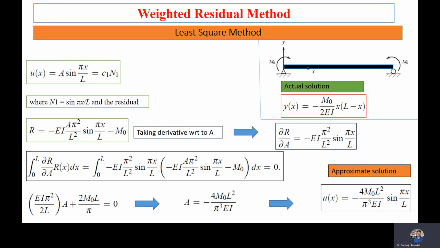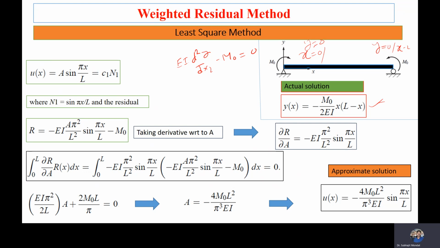Here again you see we have a simply supported beam, which means y is equal to 0 at x equal to 0, and again y is equal to 0 at x equal to L, and a moment is acting there. For this case we have our exact solution like this. Since the moment is acting there, our moment equation will be EI d2y/dx2 minus m0, and that will be 0 if y is our exact solution.